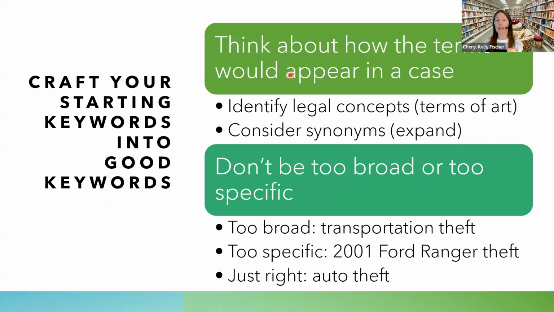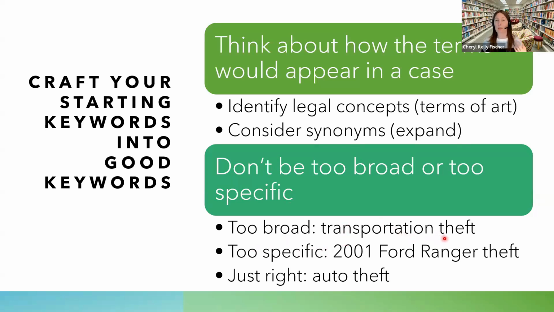You're going to think about how likely those terms would be to appear in a case. And if it's not likely those exact terms are going to appear, then you're going to want to craft them into terms that will appear. You'll want to identify the legal concepts, perhaps the terms of art that are used to describe exactly what you're looking for. You'll want to consider synonyms for your factual terms and maybe expand them beyond the narrow factual term that you have down as your starting point. You don't want to be too broad, but you also don't want to be too specific. So if you're dealing with a case where a car was stolen, you might go too broad if you say transportation theft as your keyword.